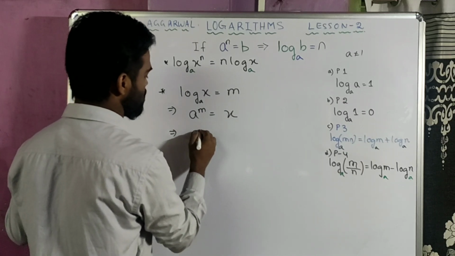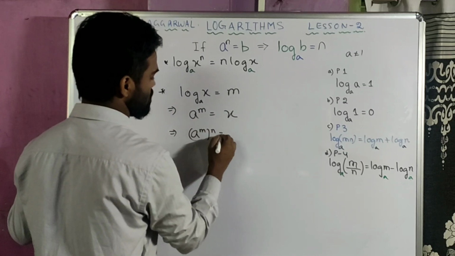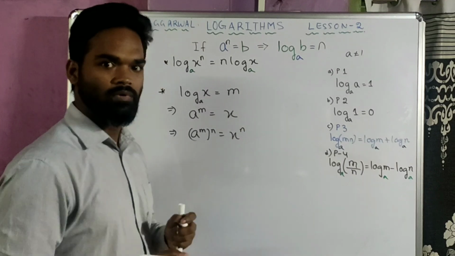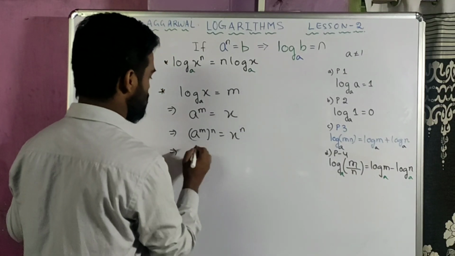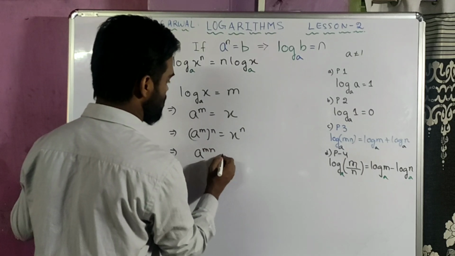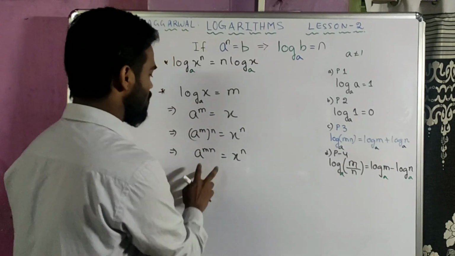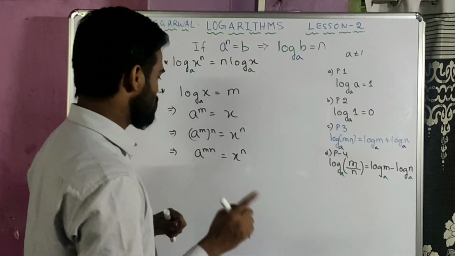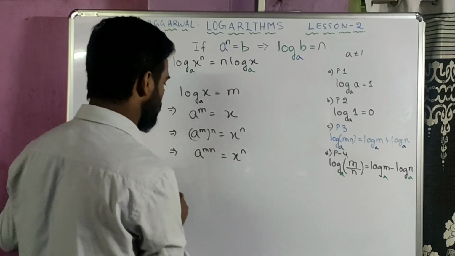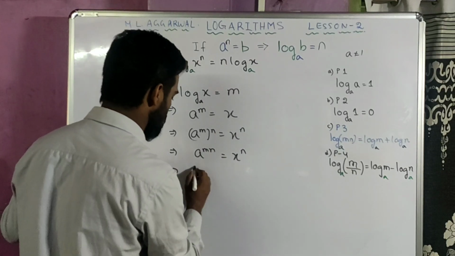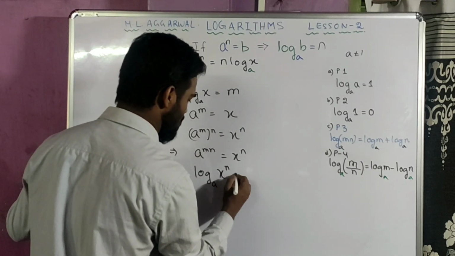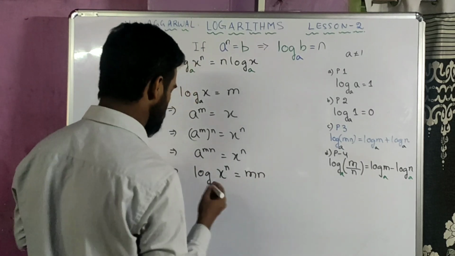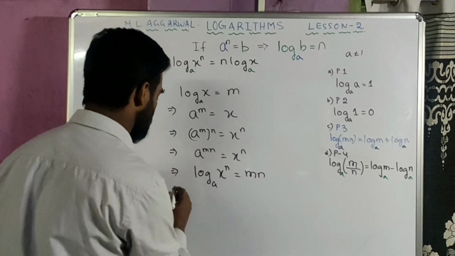Now I can write like this, x to the power n. Okay, raising both sides to the same power, okay? So this will be a to the power mn equals x to the power n. Now again converting this to logarithmic form, what I'll get? Log base a x to the power n equals mn. Am I clear? Now look carefully.